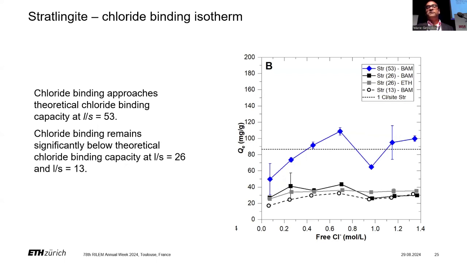The same goes for stratlingite. Stratlingite also can bind chloride, and at higher liquid-solid ratio, you again see almost theoretical chloride binding happening. It increases from 0 to 0.75 free chloride, and then flattens out with an error bar. But when you reduce the liquid-solid ratio, the amount of chloride bound is far less than the theoretical one that's expected.